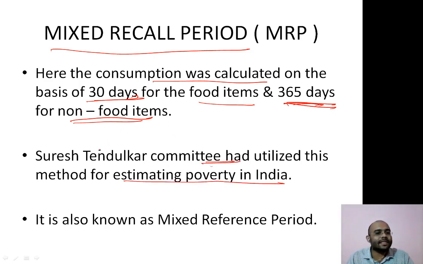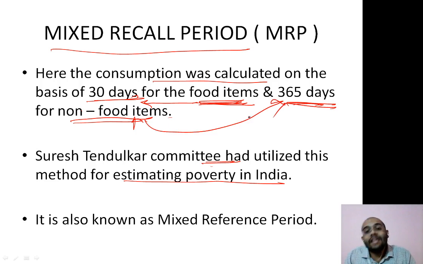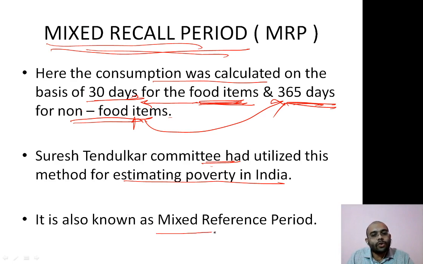So what did the Suresh Tendulkar committee do? For food items, that means food consumption, it calculated on a 30-day or monthly basis, and for non-food items it calculated the expenditure on a yearly basis. So this is the major differentiation done by the Suresh Tendulkar committee, and this method is called the mixed recall period, also known as the mixed reference period.